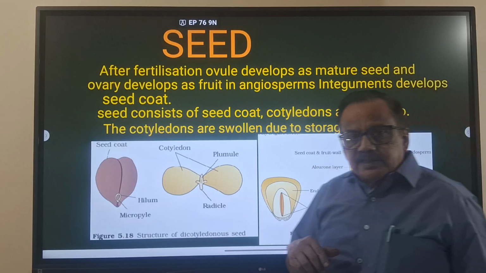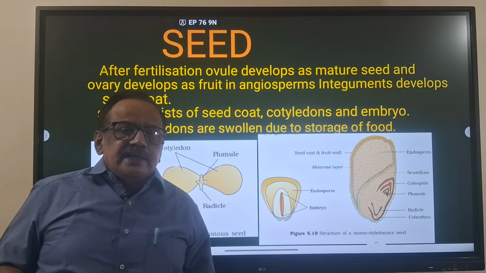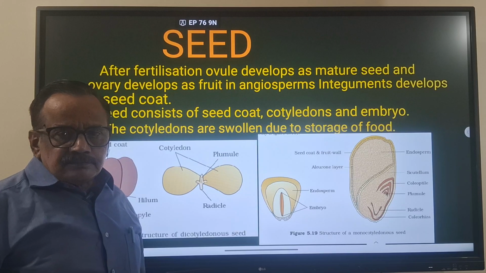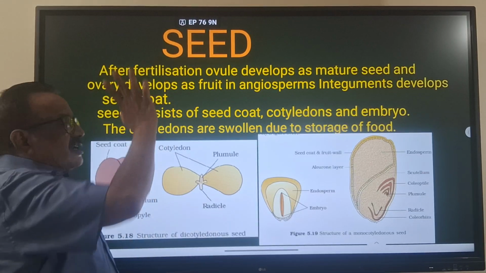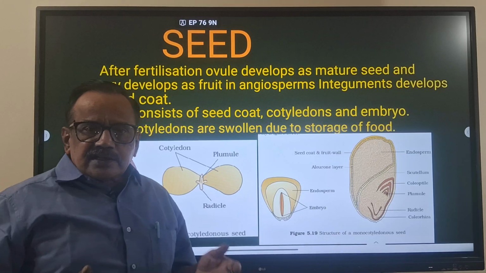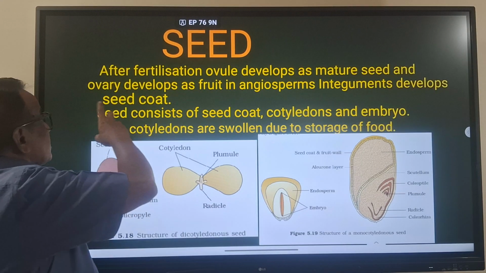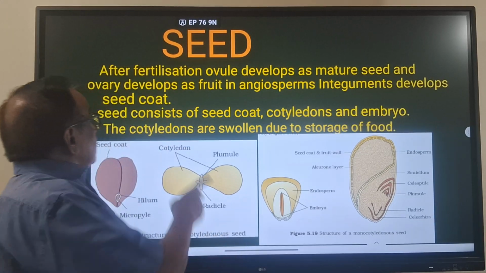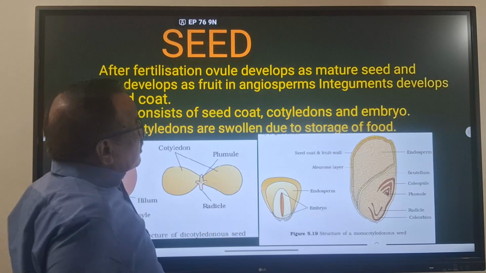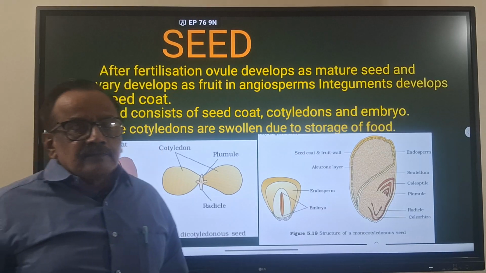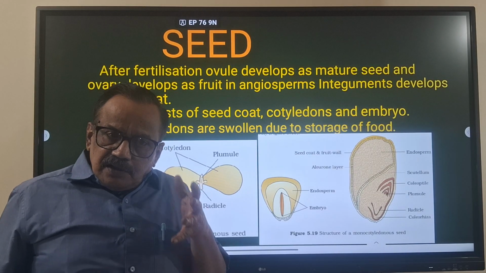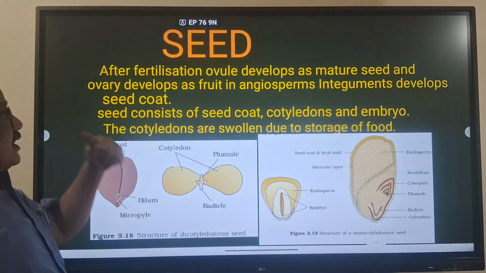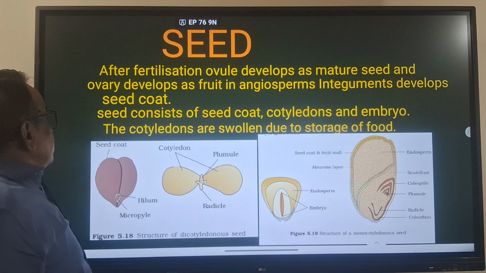Now, whenever we are seeing the seed, what is the seed? Seed is the end product of the sexual reproduction of the flowering plants. Finally, in the sexual reproduction, seed has to form after fertilization. Now, you see, after fertilization, what happens? So, after fertilization, ovule develops as a matured seed. Seed is the main end product. It is formed by the fertilization only. After that the ovule will be developed.